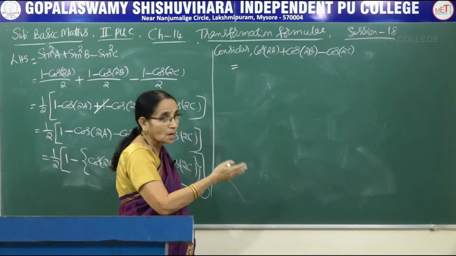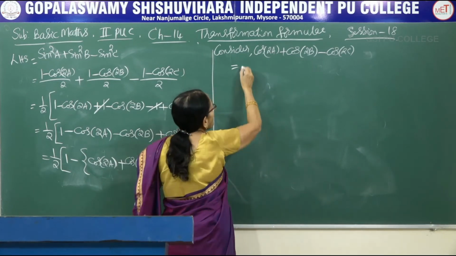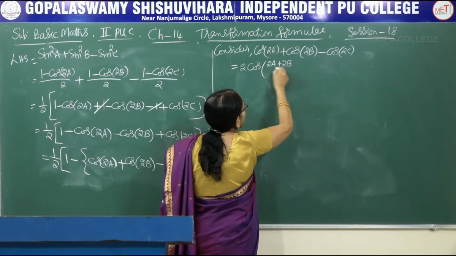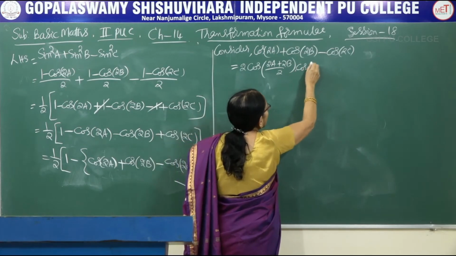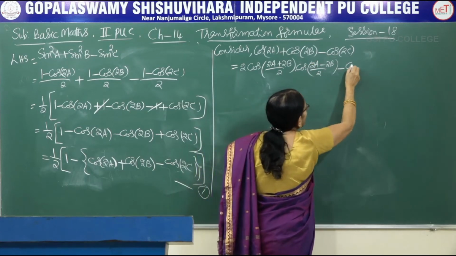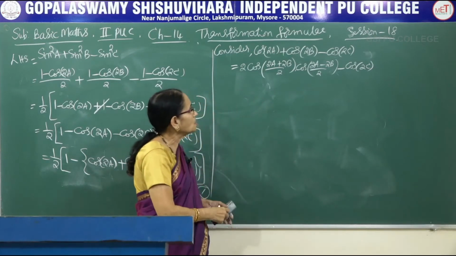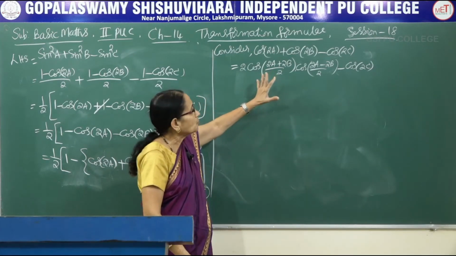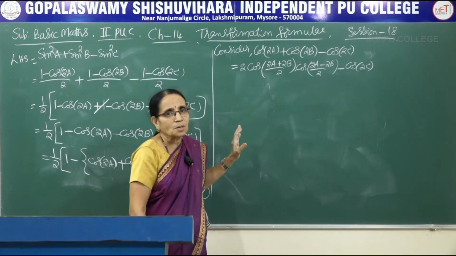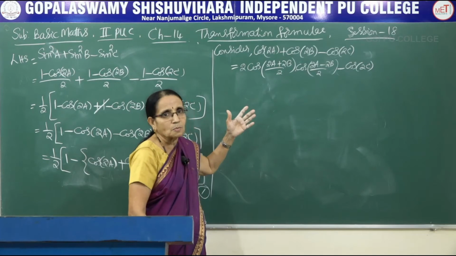So I am redoing this. Now consider these two, cos c plus cos d, that is 2 cos of c plus d by 2 into cos of c minus d by 2, minus cos of 2c. Now I have taken these two. If you are interested, you can take the other combination and see that you get the same result. Then you will be familiar with the operation, with the formula, and how to solve the problem also.